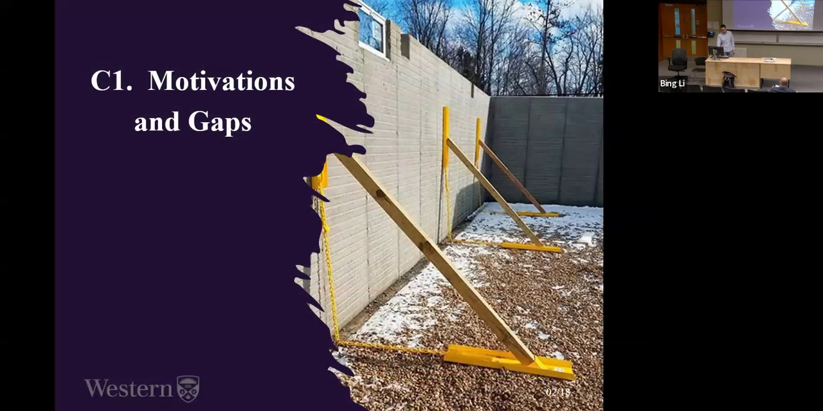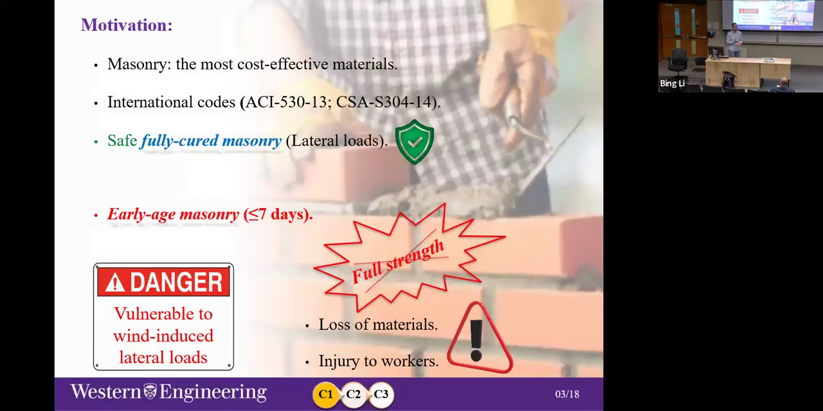Let's talk about the motivation and gaps. As you know, masonry is one of the most cost-effective materials worldwide, and there are lots of international standards for designing masonry structures safely. There's not any problem in that section. But the problem is during the critical age, which is 7 days after construction, when we call it LDH masonry, which is vulnerable to lateral loads, such as wind-induced lateral loads, which results in failure of the walls and, as a result, loss of materials and injury to workers.